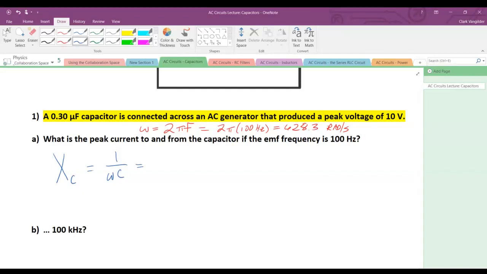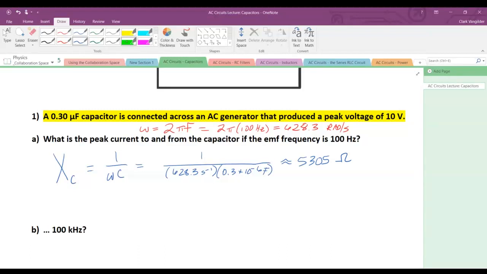And so knowing that value, we would do the simple calculation, 628.3. You could just say seconds to the minus 1, it's the same thing. It's implied that that's rads per second. And then 0.3 times 10 to the minus 6, because it's microfarads. And that would give you 5,305 ohms of capacitive reactance.